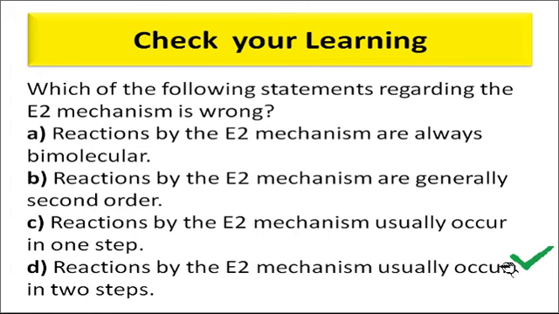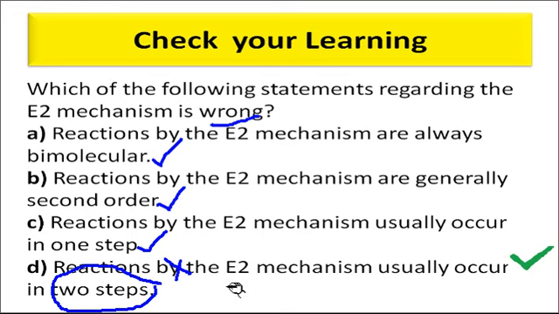Yes, option D is the correct answer. That means it is the wrong statement, because the E2 mechanism is always a bimolecular reaction, it is always a second order reaction and is completed in one step, but it cannot happen in two steps. That is why option D is the incorrect statement.